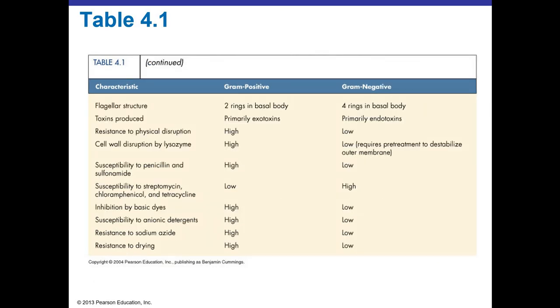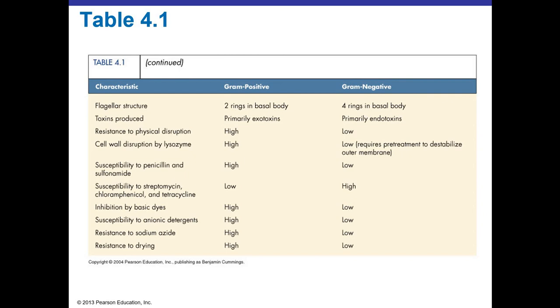Other features, gram-positives, as we said, the flagella structure, 2 rings in their basal body. For gram-negatives, 4 rings. The toxins produced are different. For gram-negatives, the toxin is predominantly endotoxin, part of that LPS layer, as we will see, endo meaning in, or in this case, part of. For gram-positive, they primarily produce exotoxins.